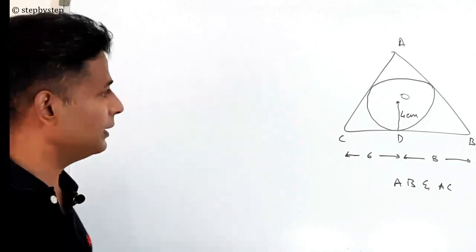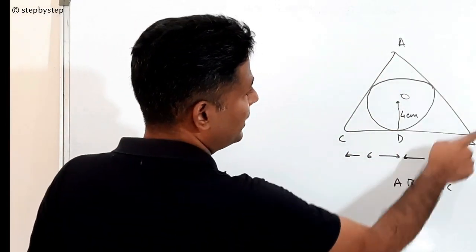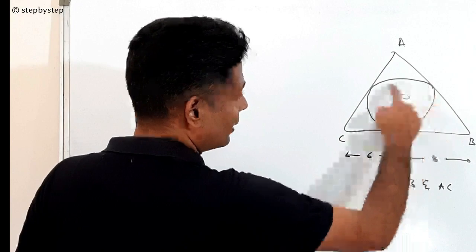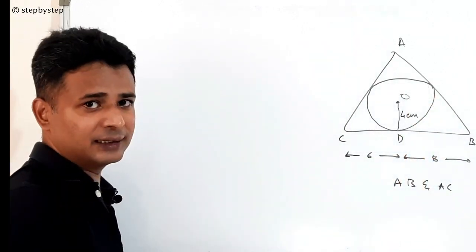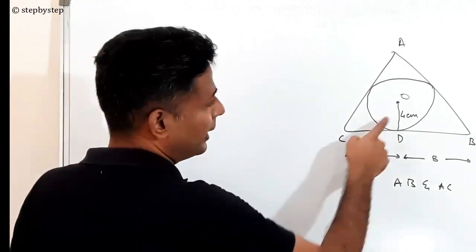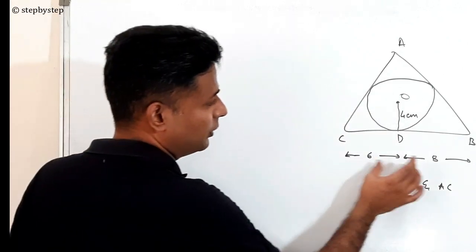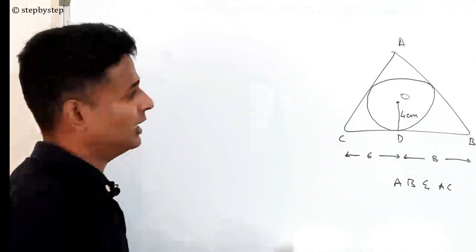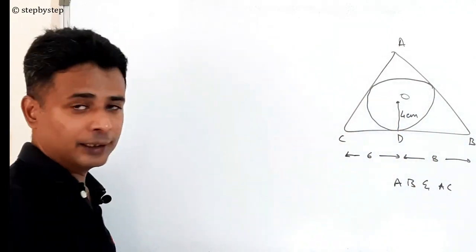Alright guys, the 12th question, they have said triangle ABC circumscribes a circle, which means the circle is inside the triangle and it touches the triangle at 3 points. They have said the radius of the circle is 4 centimeters. They have given you these two sides and they have asked you to find AB and AC.